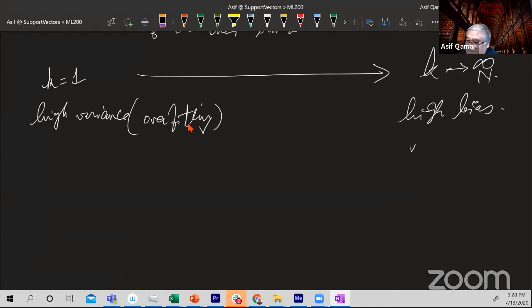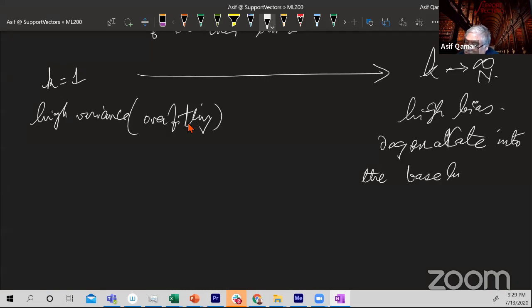What a terrible spelling I have. It degenerates into the baseline or 0R classifier. What does the baseline or 0R classifier say?